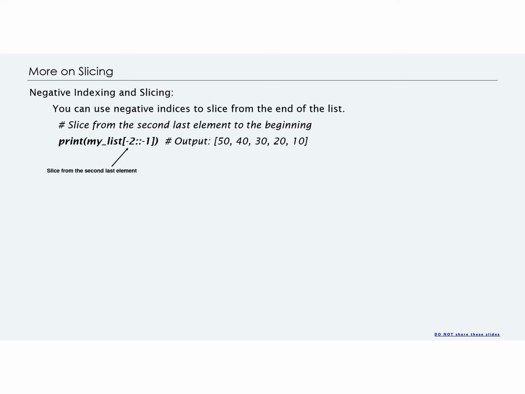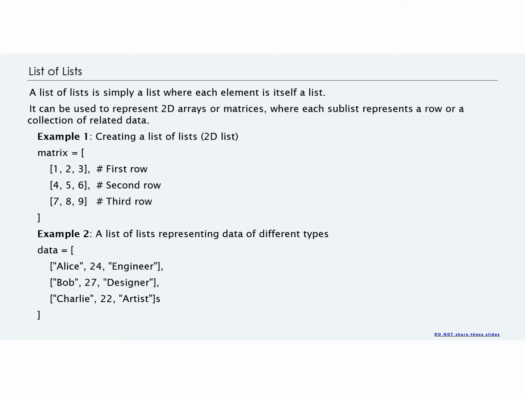The output, 50, 40, 30, 20, 10, reverses the order as it moves from the second last to the first element. This technique is incredibly useful for manipulating data efficiently, especially when dealing with lists where the structure might change dynamically.